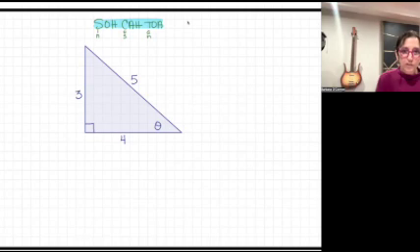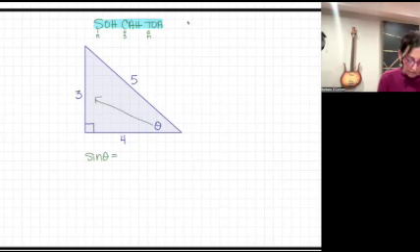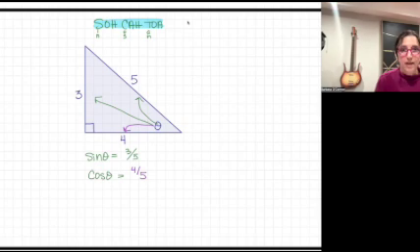So if we wanted to find the sine of angle theta, it would be the opposite side over the hypotenuse, or 3/5. If we wanted the cosine of the angle, it would be the adjacent side over the hypotenuse. And if we wanted the tangent, it would be the opposite side over the adjacent. So these ratios just represent the different trig functions.